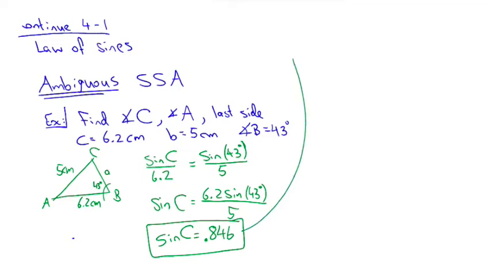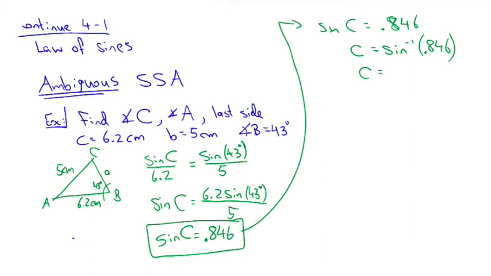So you take that thing, bring it up here, and you do sine of C is equal to 0.846. If you want to be really accurate, go four decimal places, or just leave it alone and type it all in the calculator. So you're going to get C is equal to sine inverse of 0.846. Which gives you what? 58 degrees. Nearest tenth.